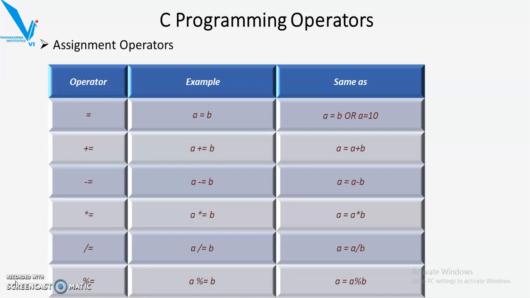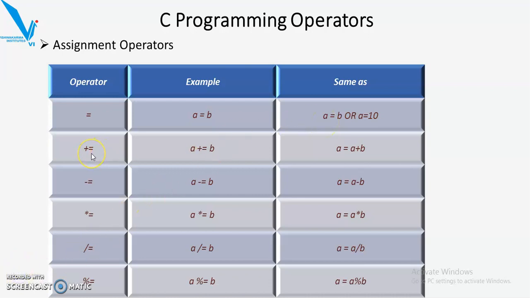Now here, this equal to symbol is referred to as the assignment operator. Here it is called a simple assignment operator. This operator is used to assign the value on the right side to the variable on the left. For example, here we have a equals 10, which means that 10 gets assigned to the variable a, or a equals b, that is the value of b gets assigned to the variable a.